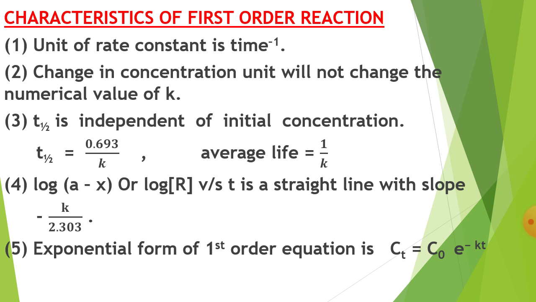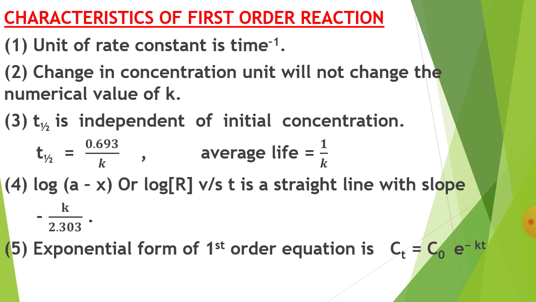Second, change in concentration unit will not change the numerical value of K. I also told you, the value of K depends upon temperature, not the concentration of reactant. Third, T half, that is half life, is independent of initial concentration. The formula for first order kinetics is T half equals 0.693 divided by K, where K is the rate constant and T half is the half life of the first order reaction. One more formula you have to know: average life is equal to 1 by K.